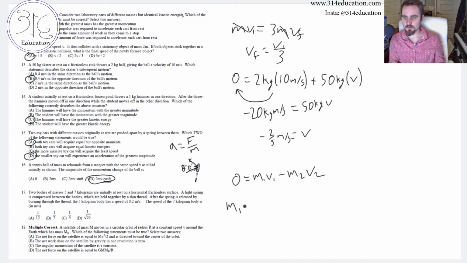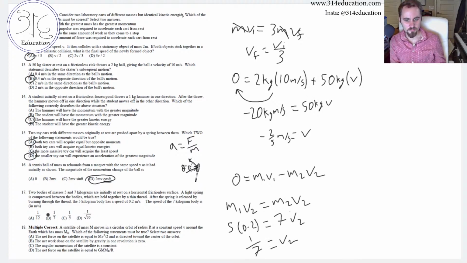We can bring this around to say that their magnitudes will be the same, like this. And so we know 5 times 0.2 will be our m1. So 5 times 0.2, that's just 1 kilogram meter per second, is equal to 7 times some v2. We want to get this v2, so we'll divide by 7. That's going to be 1 over 7. Look at that. That's 1/7, option B.